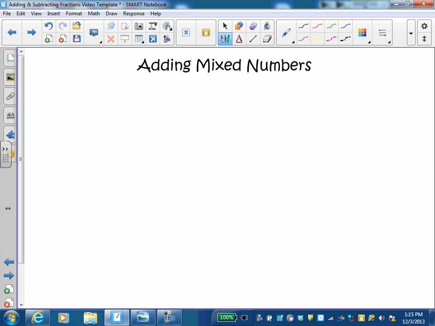So let's do, for example, 3 2/3 plus 1 2/5. The first thing I'm going to do is treat these mixed numbers the same way that we've been treating them the whole time, and change them into improper fractions because I want to go ahead and deal with just fractions. So I'm going to go ahead and change them into improper fractions.